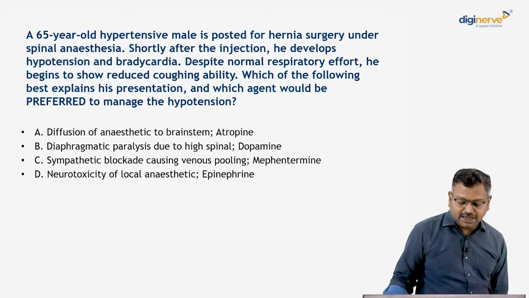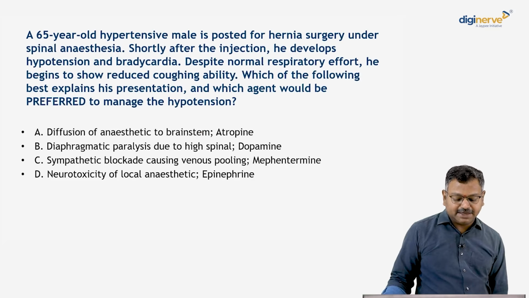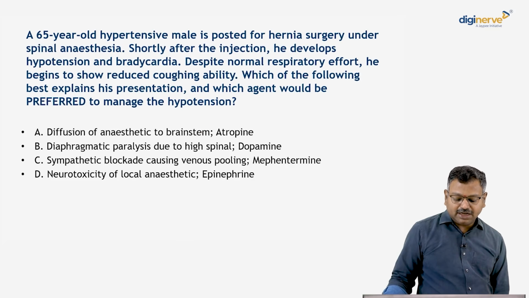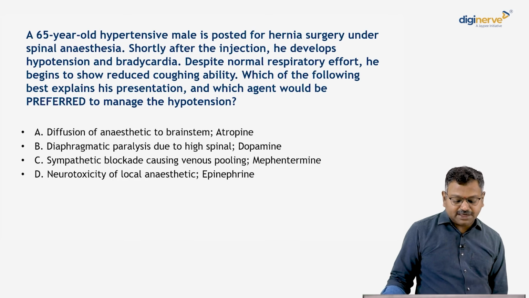A 65-year-old hypertensive male is posted for hernia surgery under spinal anesthesia. Shortly after the injection, he develops hypotension, bradycardia. Despite normal respiratory effort, he begins to show reduced coughing ability. Which is the most likely explanation for this? Diffusion of anesthesia into the brain, and how do you manage it? By giving atropine. Diaphragmatic paralysis due to high spinal.